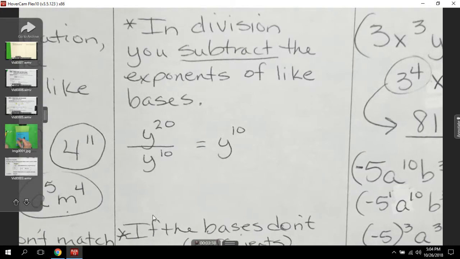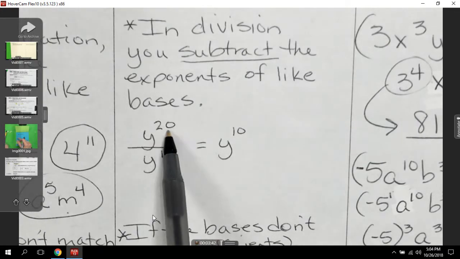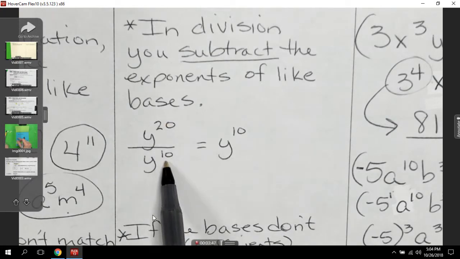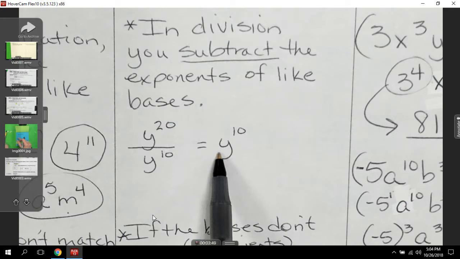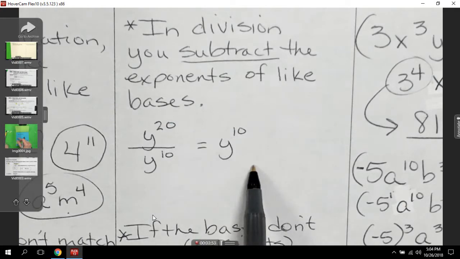In division, you subtract the exponents of like bases. Y to the 20th divided by y to the 10th. We subtract the exponents. 20 minus 10 is 10. Y to the 10th power is the best we can do.